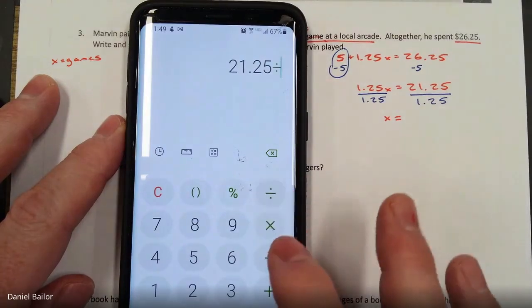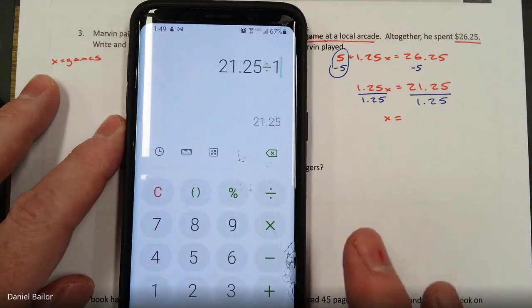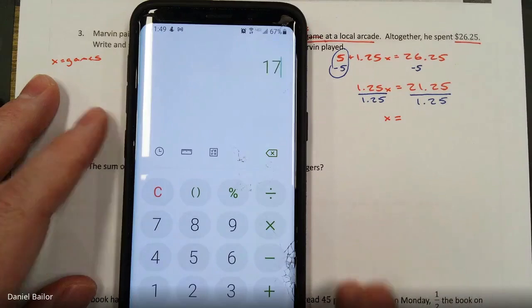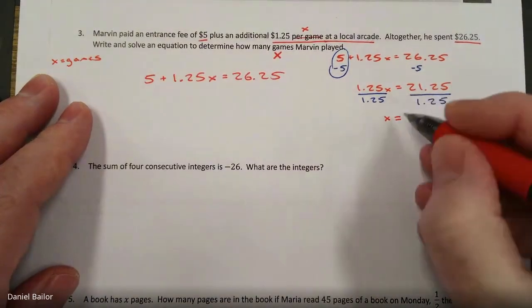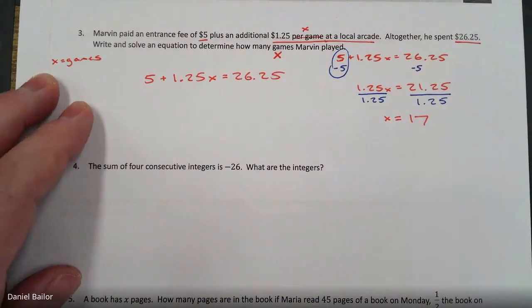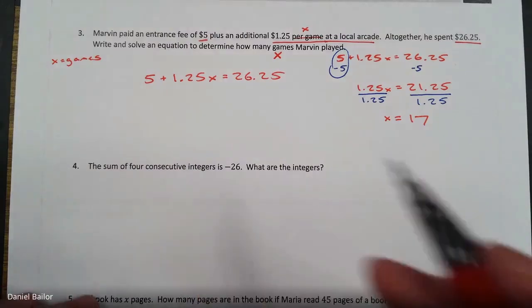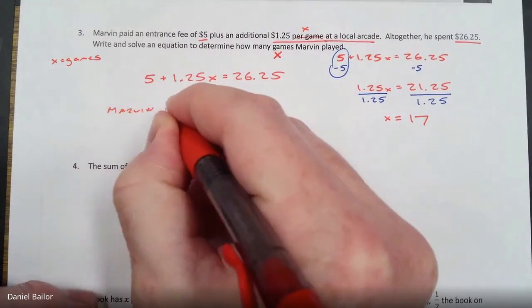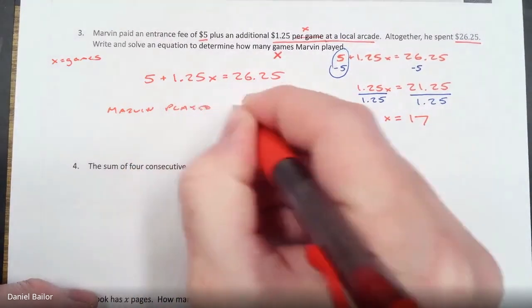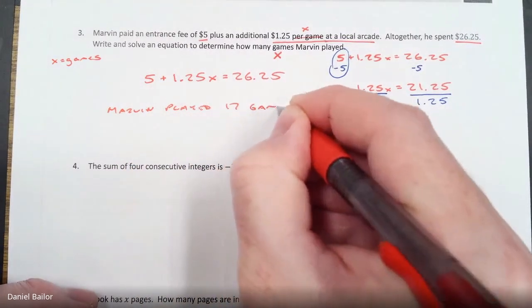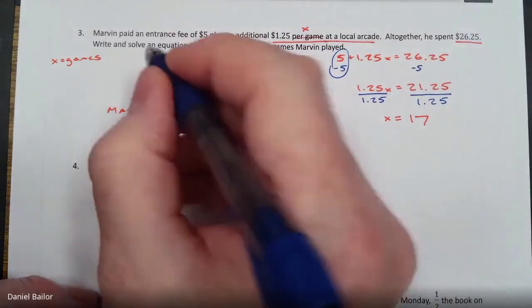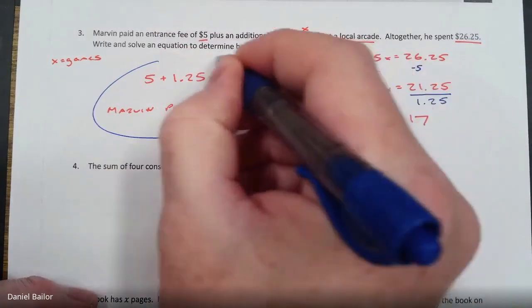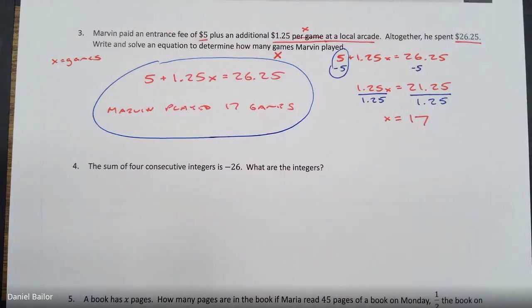$21.25 divided by $1.25 is 17. So he played 17 games. X equals 17. So Marvin played 17 games after he came in. And that's our answer right there. Marvin played 17 games. We have 2 parts of our answer.